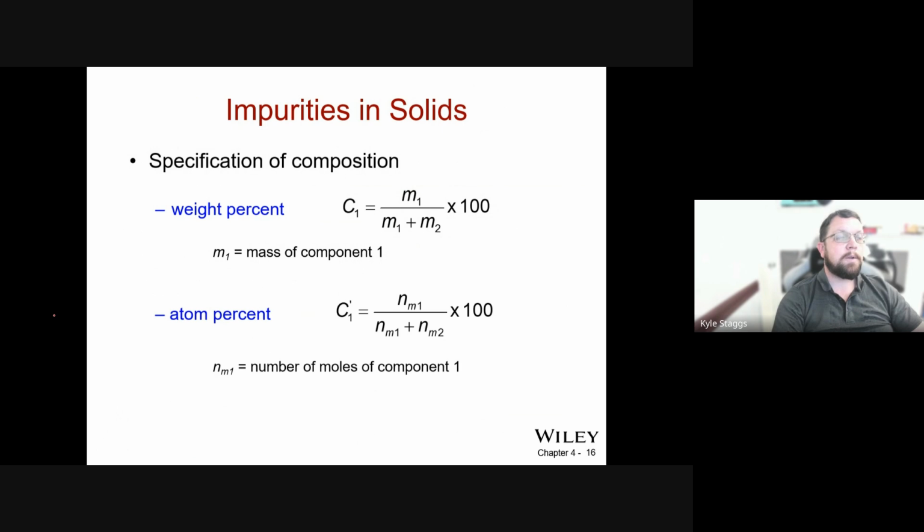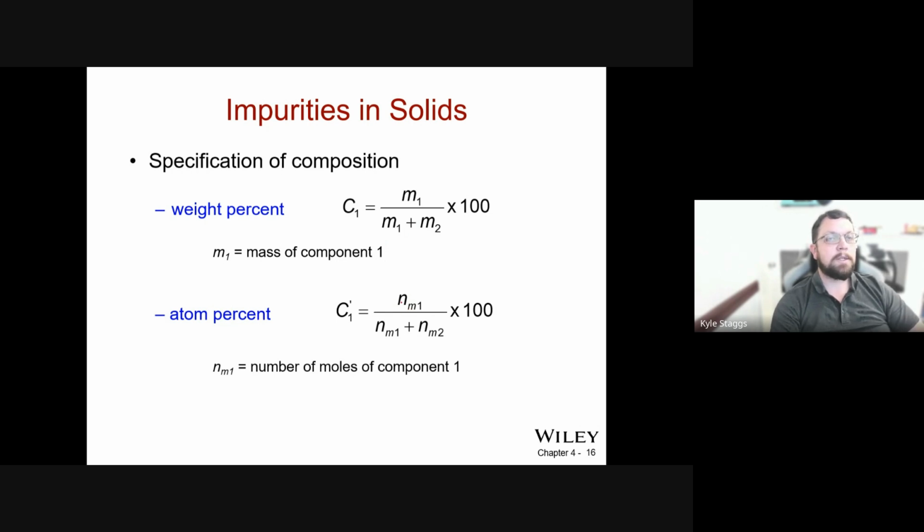We can also calculate the atom percent, and in either case, you're using the same concept. So the mass of one divided by the sum of the masses times 100% to convert from a fraction to a percent. That gives us the mass fraction or the weight percent of component one. This is one relative to the total, so this is something that should make sense to you guys. I shouldn't have to explain why that works the way that it does.